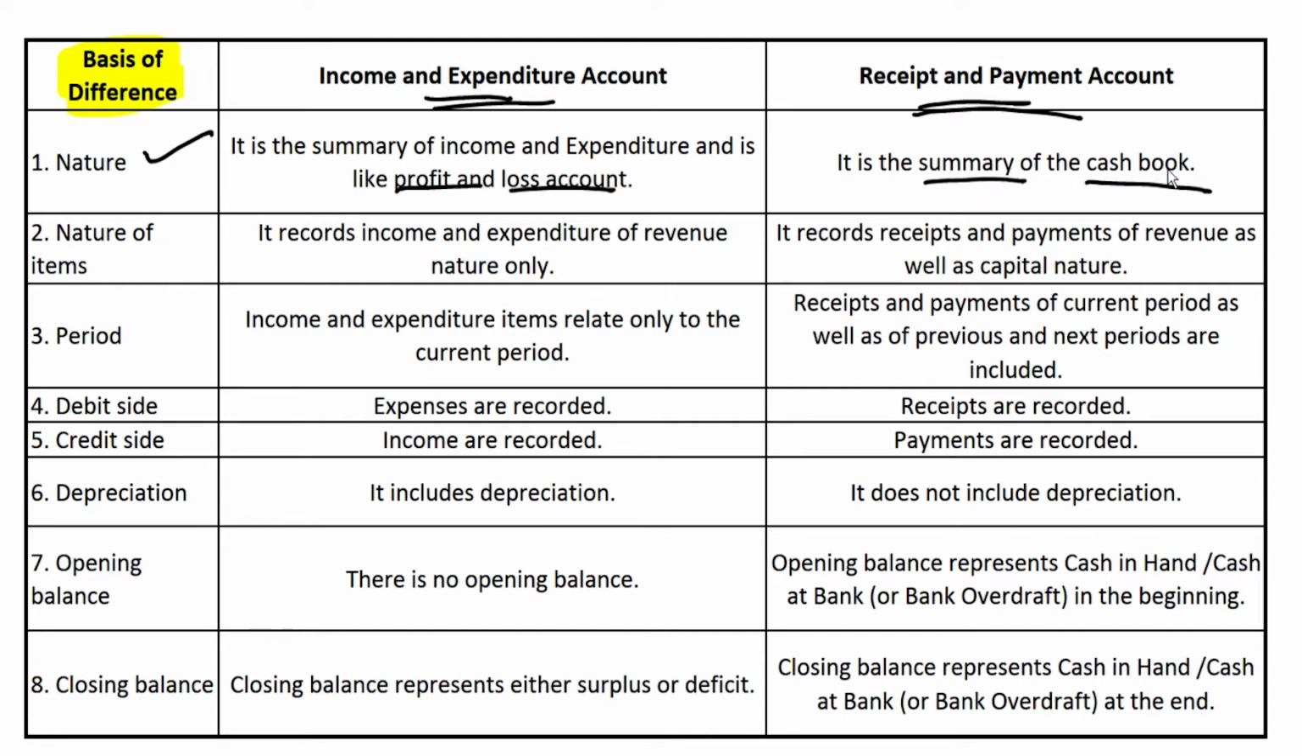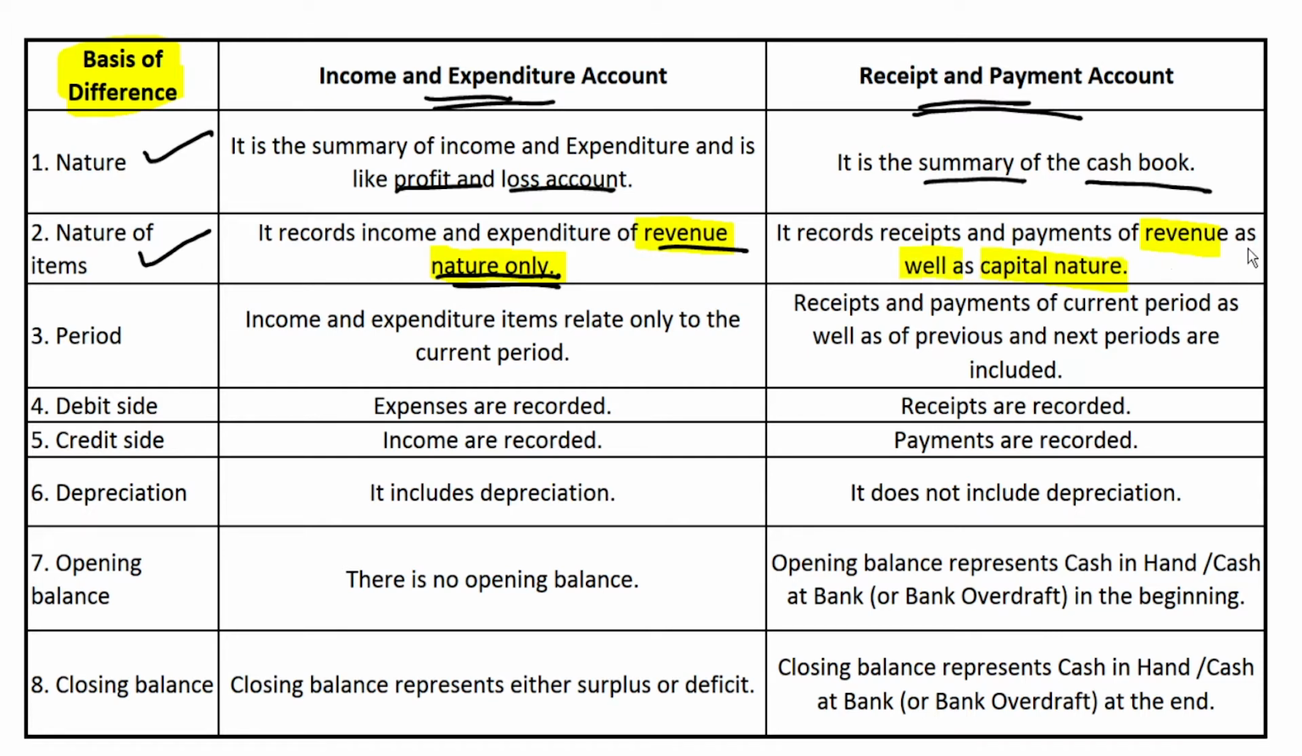Moving on to the second difference, that is nature of item. Which type of item will be recorded? Income and expenditure account records income and expenses of revenue items only. It is exclusively recording revenue items. Whereas receipts and payment account records items irrespective of whether they are revenue in nature or capital in nature.